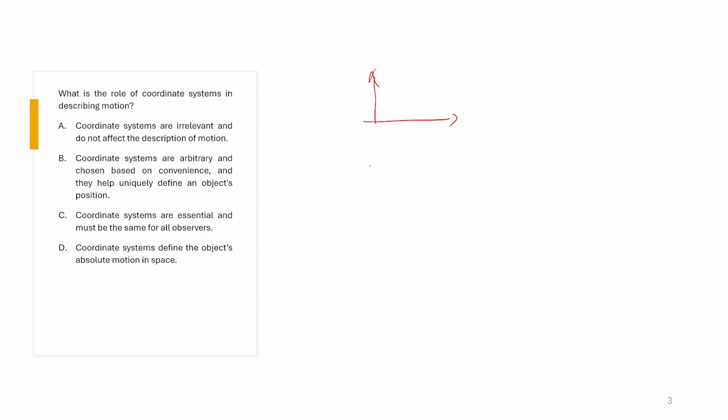So of course, if I am on the station and I see a train pass, I'm going to define my own axis of coordinates. The guy who's riding the train is going to define a different axis of coordinates that actually is moving with the train. So in reality, we can choose any coordinate system that we want. The coordinate system is arbitrary. It is based on convenience, but it does help to uniquely define an object's position. That is actually the definition. There's nothing here to reason. You can reason why the other options are wrong, but the claim that coordinate systems are essential and must be the same for all observers, we see that's not the case.